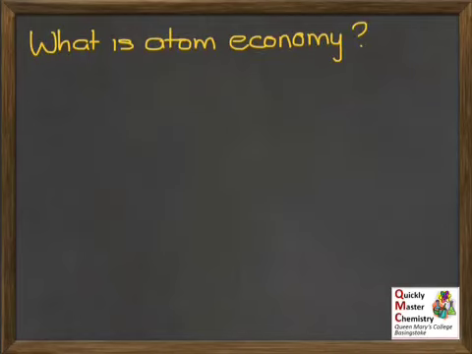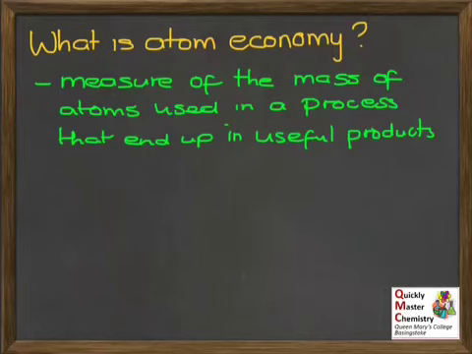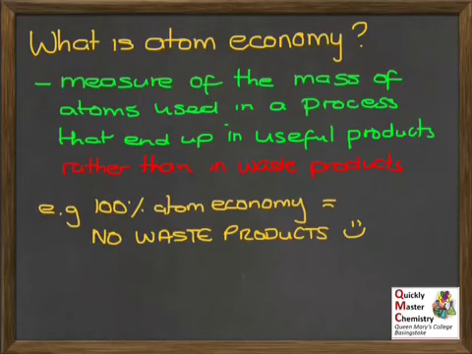So we'll start with an overview of what we actually mean by atom economy. Well, atom economy can be thought of as a measure of the mass of atoms used in a reaction or in a process that end up in the desired or useful products rather than ending up in waste products that need to be disposed of. So if you have a reaction with a 100% atom economy, that means that all of the atoms that you're putting in go into your desired product or products. There are no waste products produced.